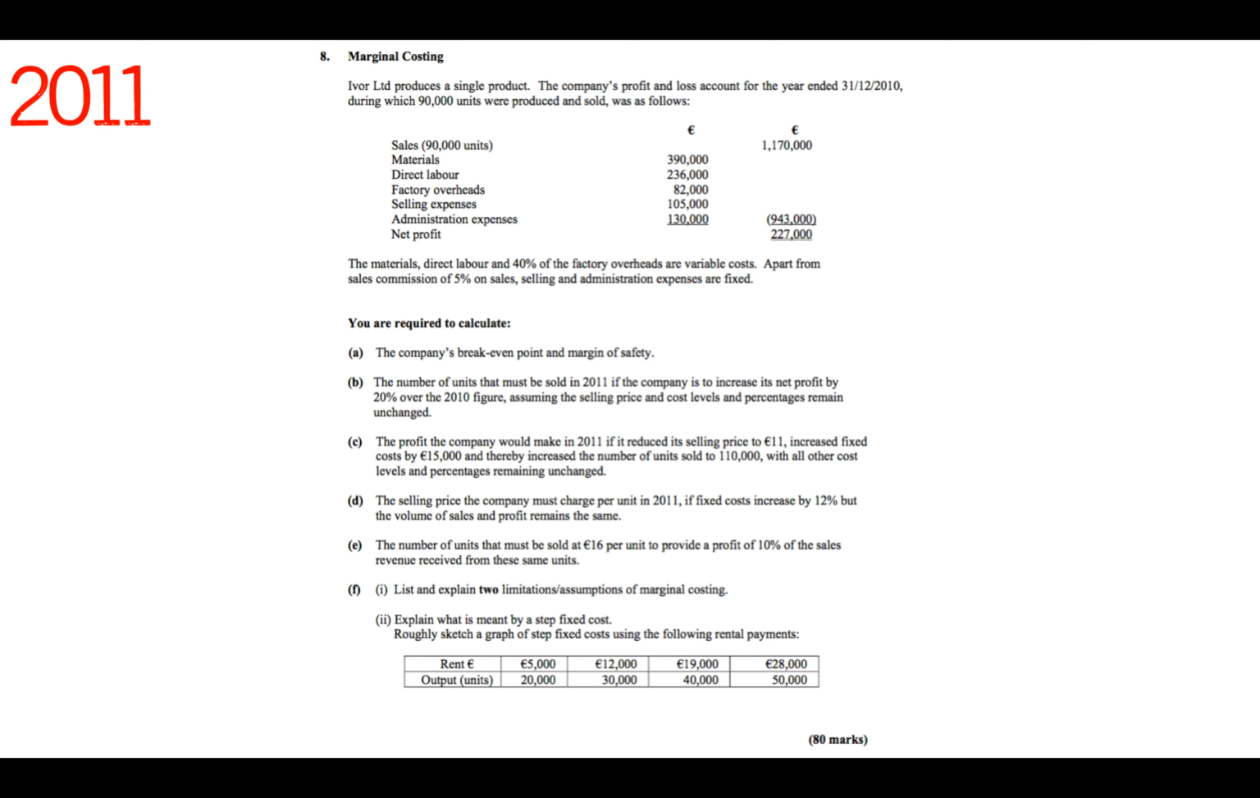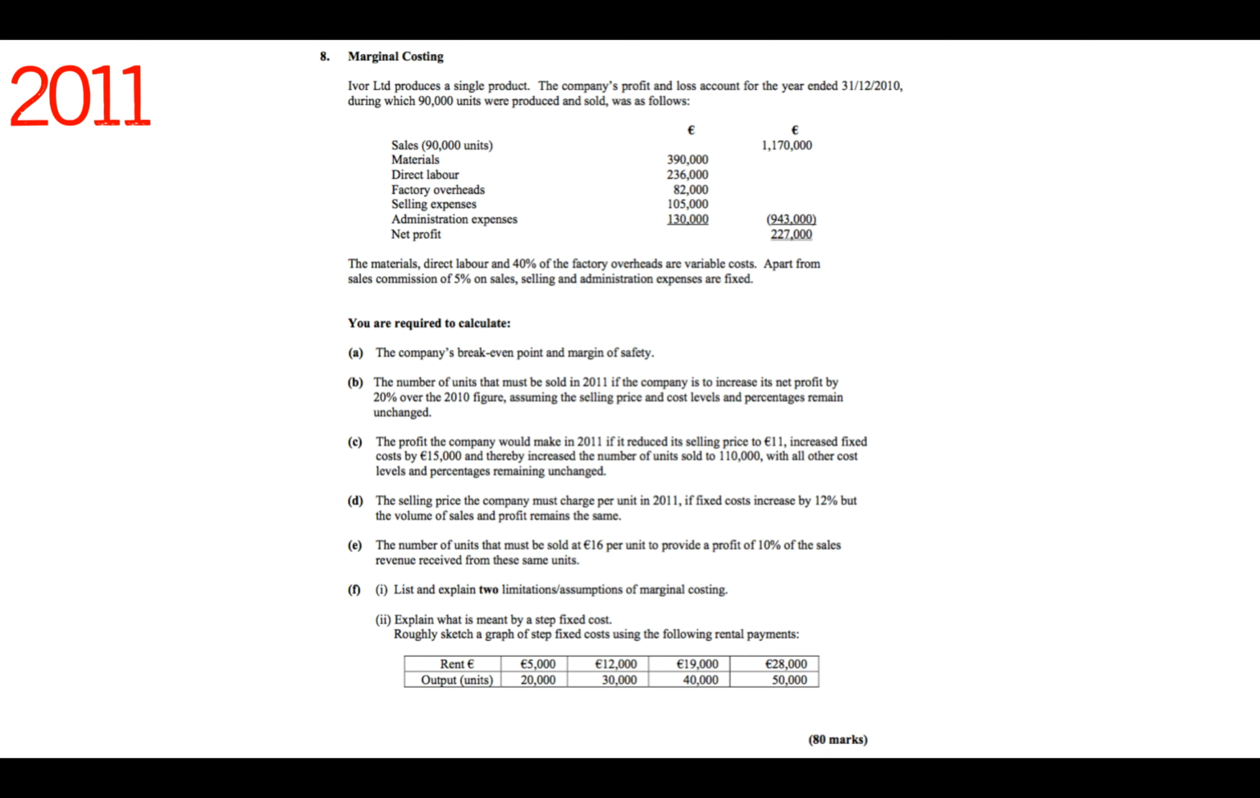Okay, so Ivor Limited produces a single product. The company's profit and loss account for the year ended 31st of the 12th, 2010, during which 90,000 units were produced and sold, was as follows. So sales, 90,000 units, 1.17 million.